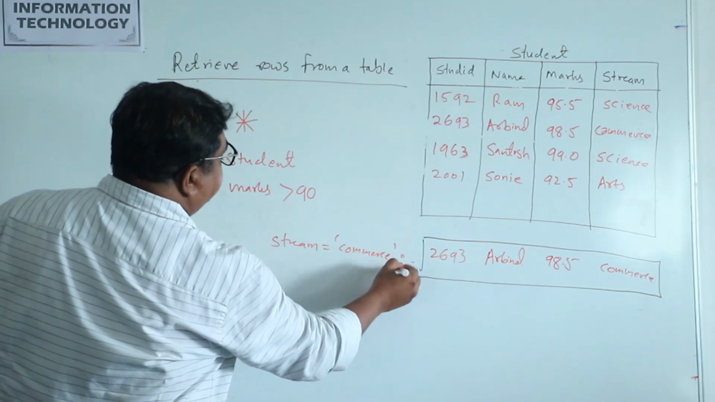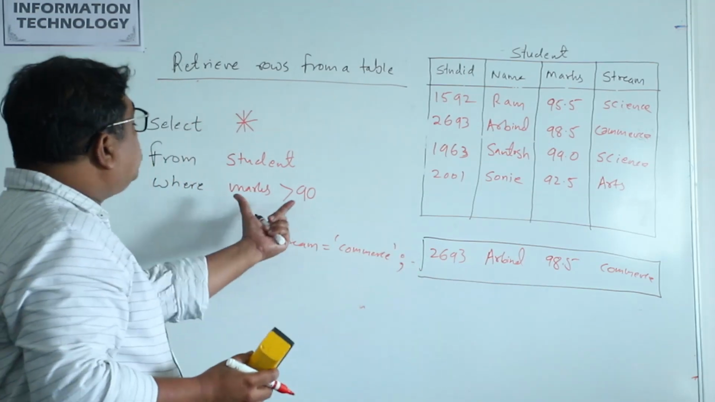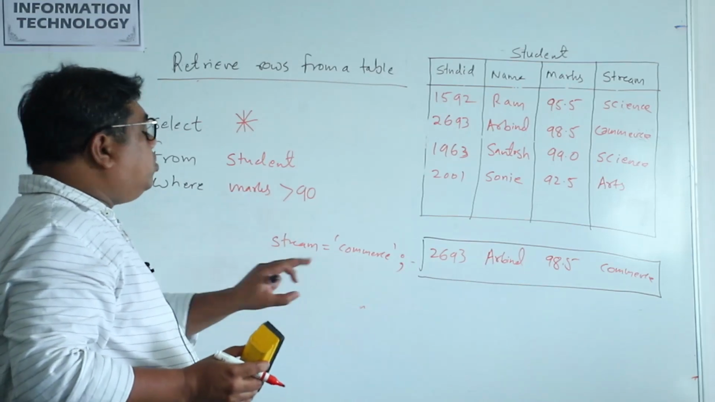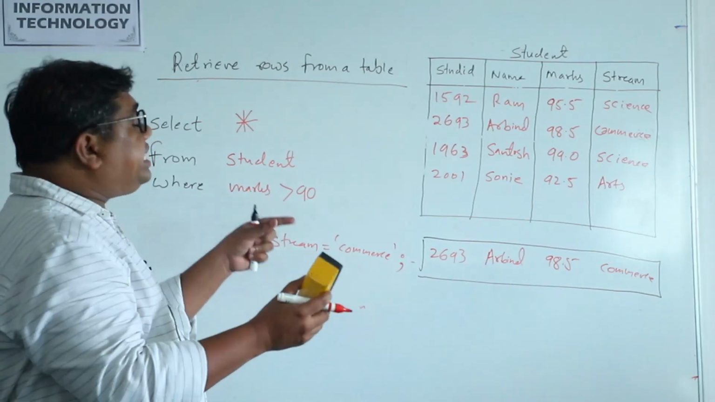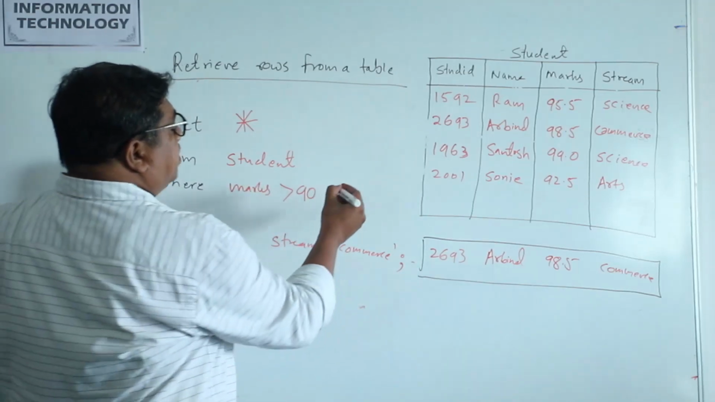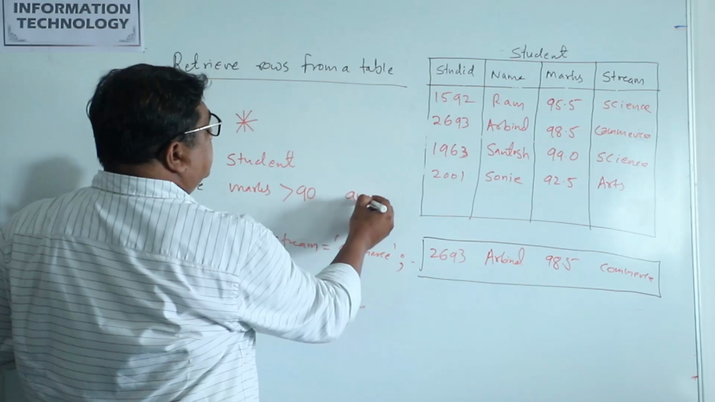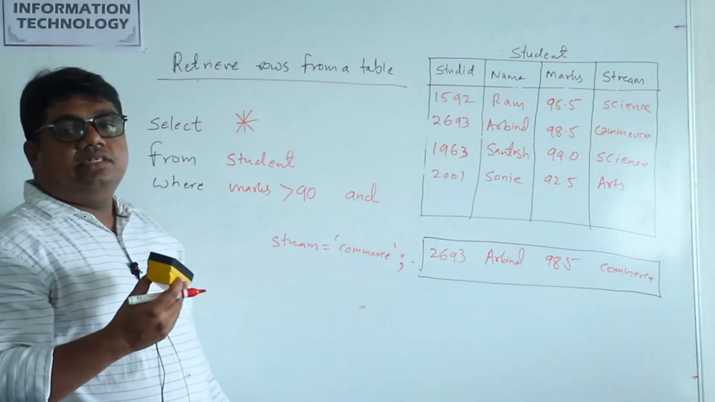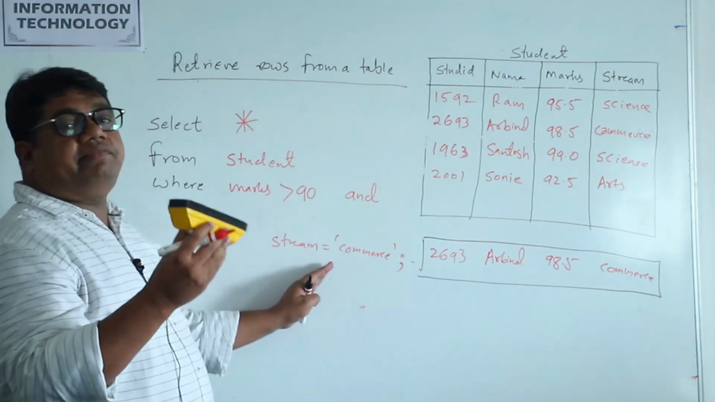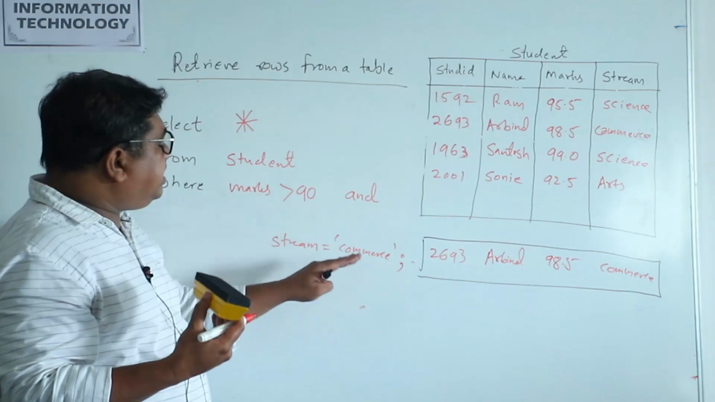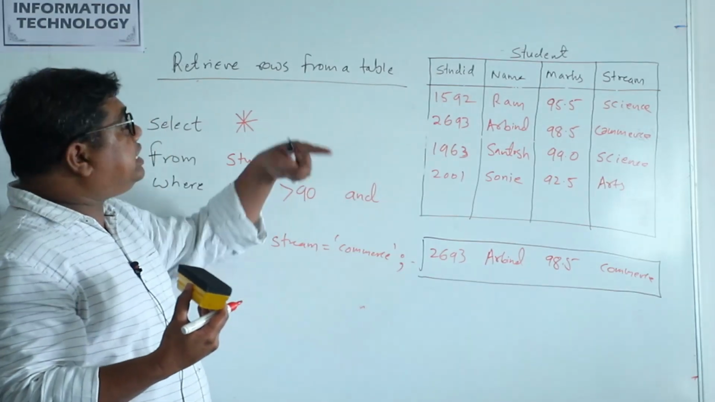commerce. See, here we are having two conditions: marks above 90 and stream equal to commerce. And we have to connect these conditions. Both should be satisfied, so we will use the logical operator AND. You might have studied in Java, if both are true, then it will be true. So it has to satisfy the first condition as well as the second condition, then it will display the result.